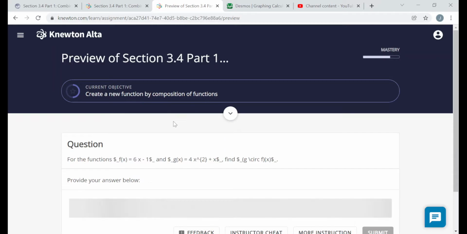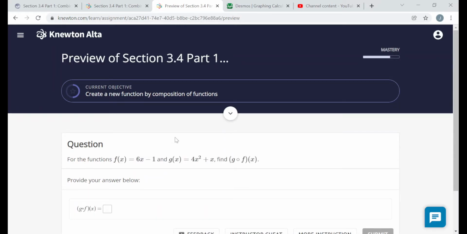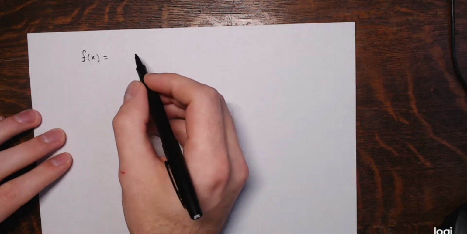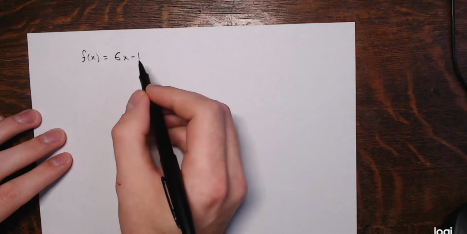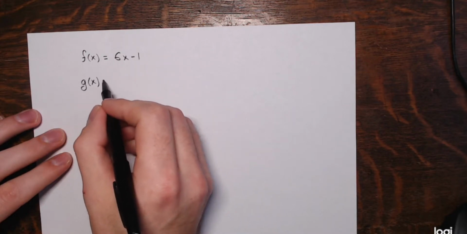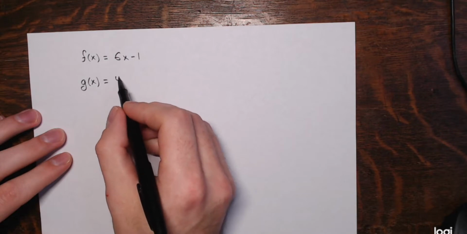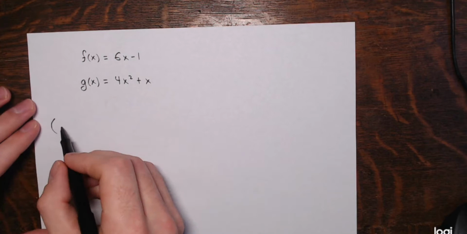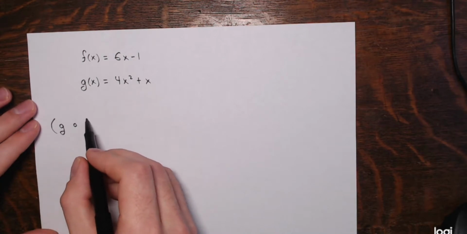All right, composition of functions. So I'll do it again. Just write this on paper, f and g, and compose them in the order they want us to compose them. g composed with f here. So f of x is 6x minus 1. g of x is 4x squared plus x. And they want us to find this composite function g composed with f.